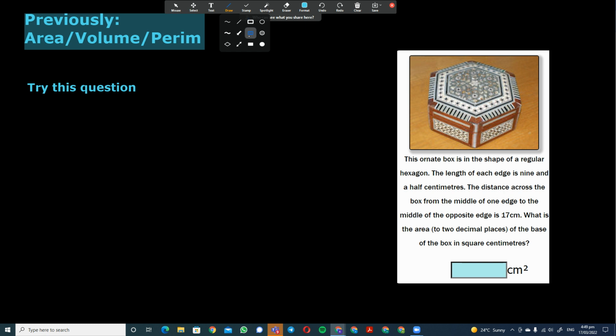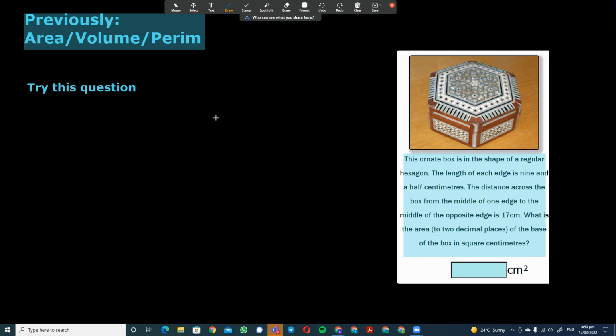All right, reading this question now very carefully. It says here, this ornate box is in the shape of a regular hexagon, and the length of each edge is 9.5 centimeters. The distance across the box from the middle of one edge to the middle of the opposite edge is 17 centimeters. What is the area to 2 decimal places of the base of the box in square meters?